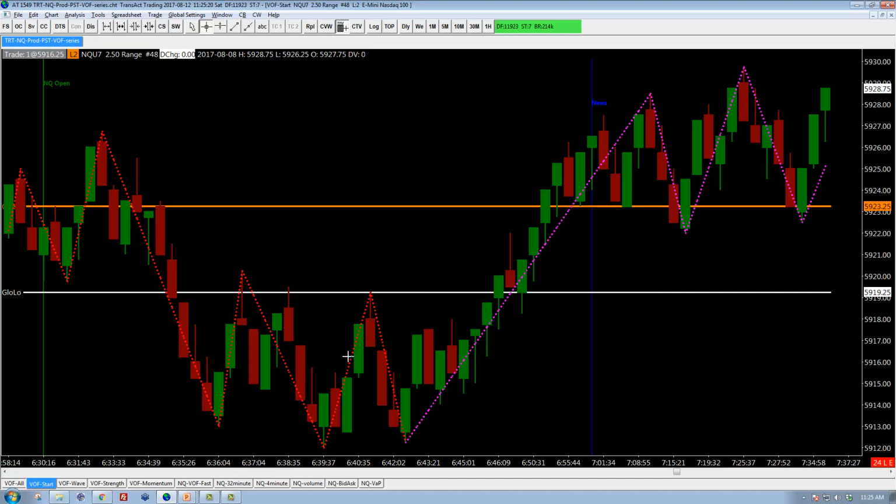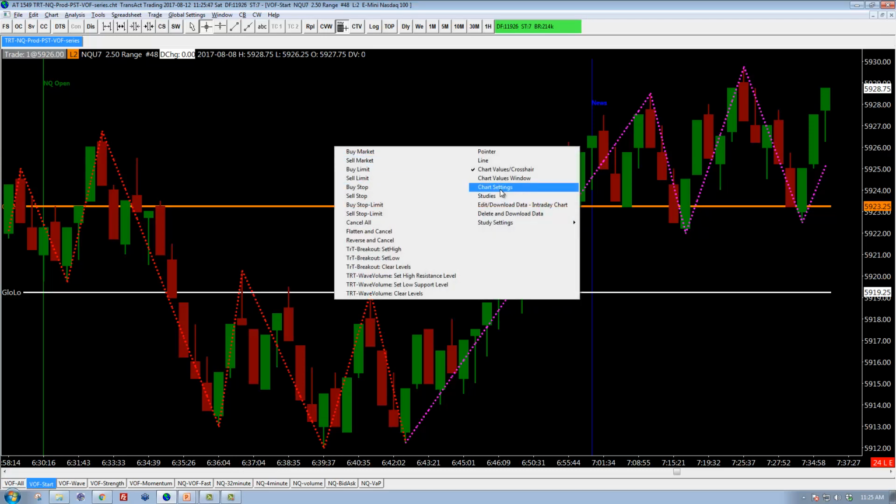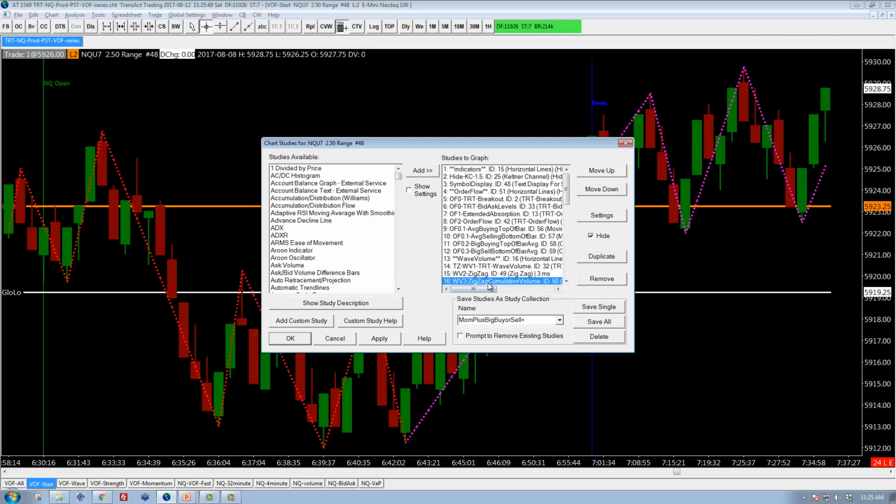What we need to know is how many people are participating in each of these waves, and that's the volume. All right. And what we want to understand is how much volume is in each wave, and how does that compare to previous waves. And to do that, we have a built-in study that Sierra Chart has called Zigzag Cumulative Volume. So let's go turn that on. And this is where things start to get interesting.